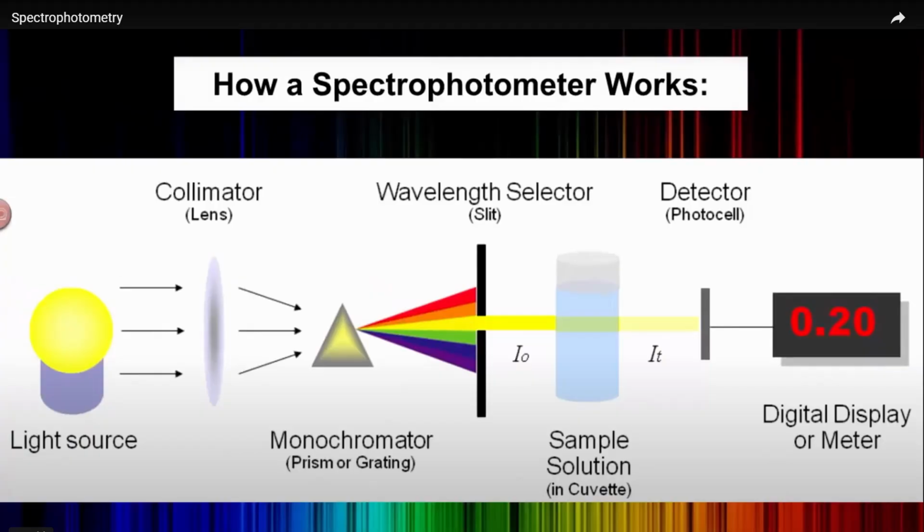So this detector here basically measures how many photons are hitting it. If your sample had no colored species in it at all, the photons would make it through the solution, and you would get 100% transmittance, or zero absorbance. If, on the other hand, you had 50% of the light getting through, you would have 50% transmittance, and then you would have whatever the absorbance is for 50%. Okay?